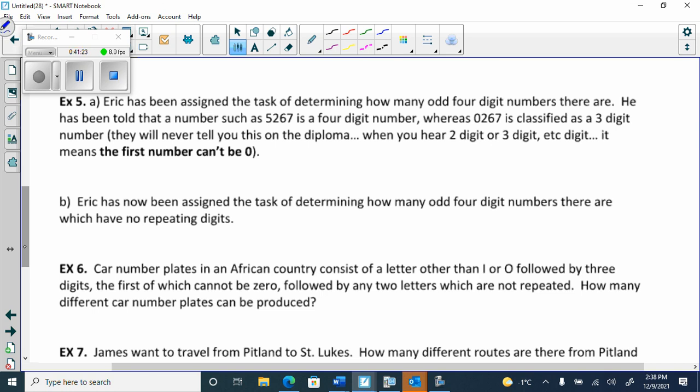So here it has, Eric has been assigned the task of determining how many odd 4-digit numbers there are. I'm going to have a little sit down. I know that you know this, and I know that there's no way you could have a gap in this, because my daughter in grade 4 knew this. So I believe in you. What is a 4-digit number?